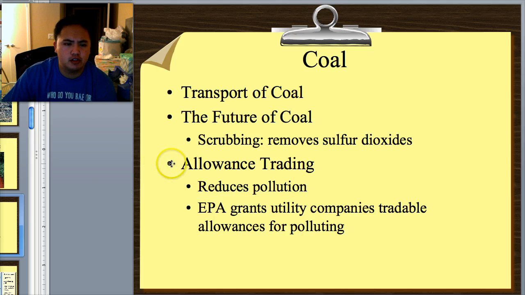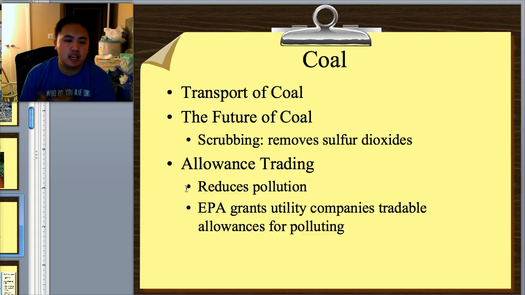Another way they're trying to minimize the impact is called allowance trading. Each company is told, you're only allowed to burn this much coal. I don't know who's in charge, and I don't know what the units are, but let's just say you get 50 units of burning, you get 50 units of burning, you get 50 units of burning. That's all that you can do.